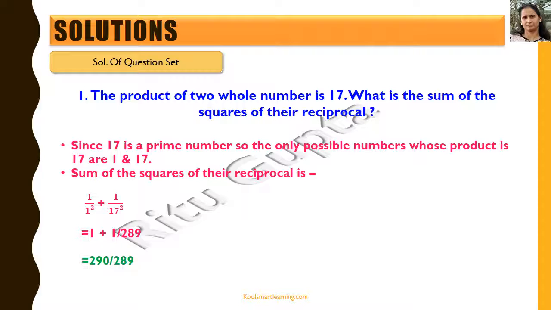The first question says, the product of two whole numbers is 17. What is the sum of the squares of their reciprocal? Since we know that 17 is a prime number, the only two possible numbers whose product it could be are 1 and 17. Now we need to find the sum of the squares of their reciprocal. So we need to find 1 by 1 square plus 1 by 17 square. So this comes out to be 1 plus 1 by 289, which is 290 by 289.